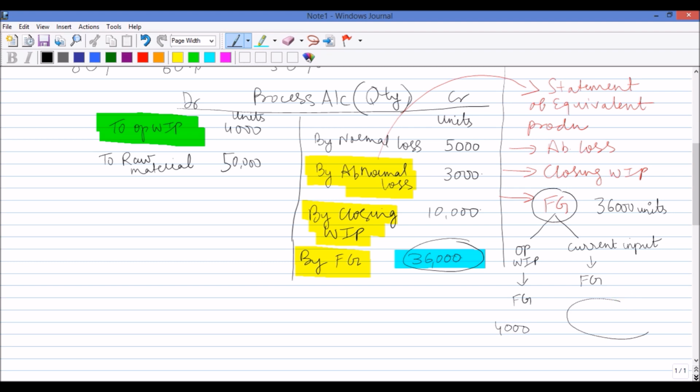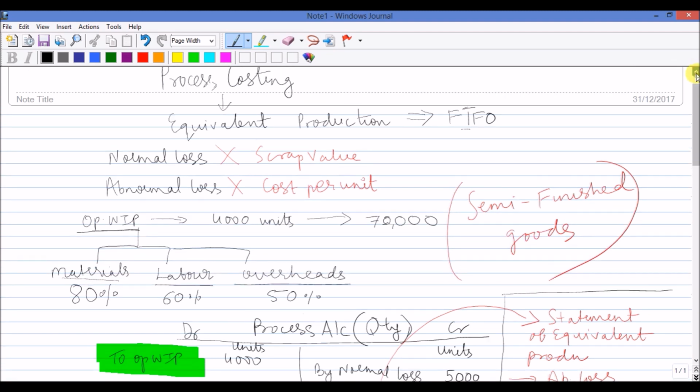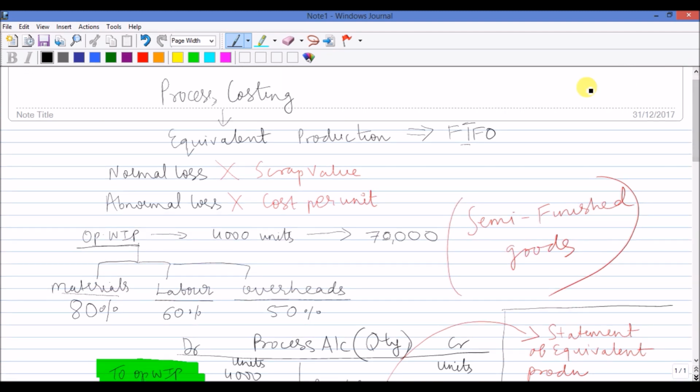So the remaining part, my friends, is 32,000, and this 32,000 is the current input which you have converted into finished goods. And this is what I'm explaining as FIFO. So yes, it is a difficult topic, but I will try to make it as simple as I can. So now we are recollecting something, and then we are going forward.